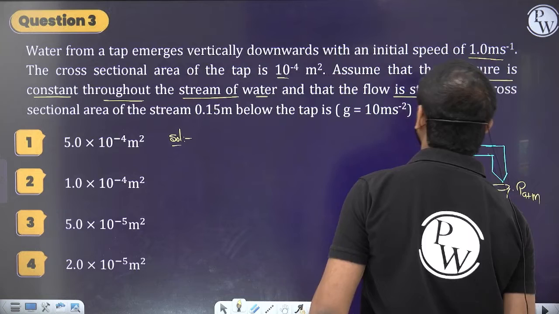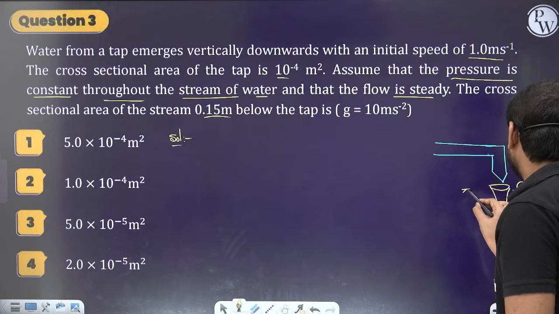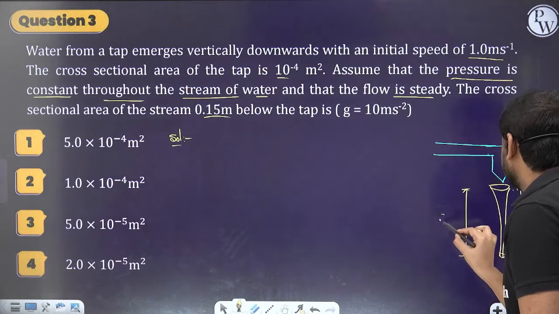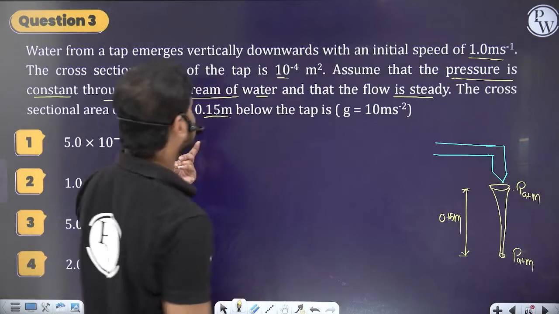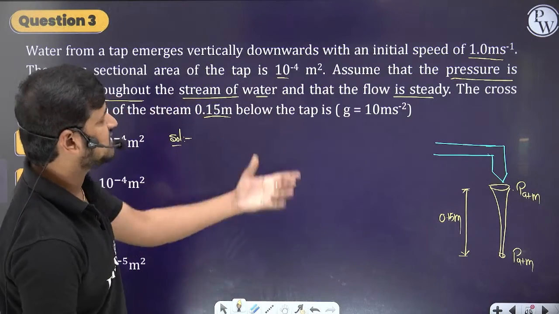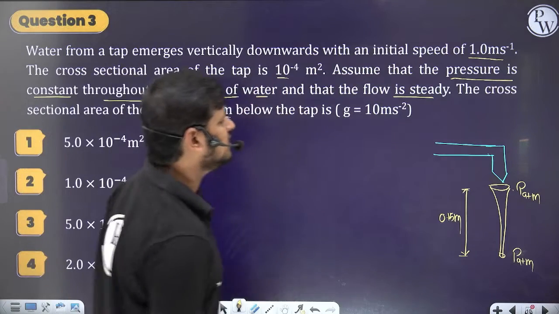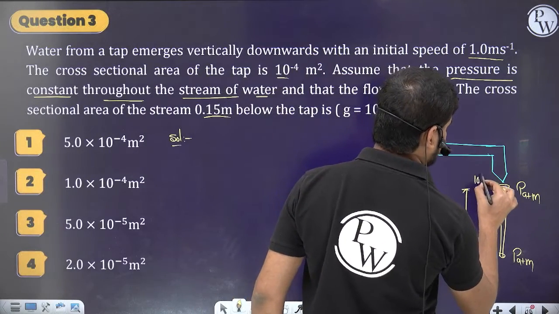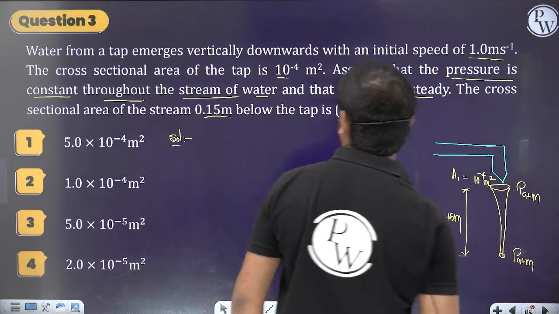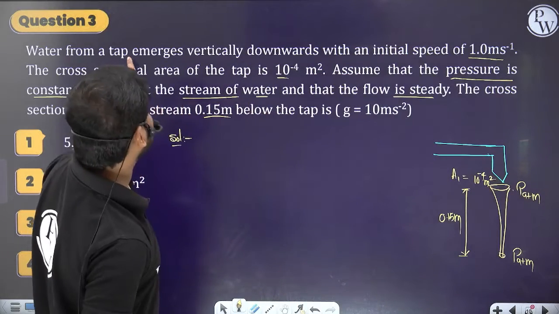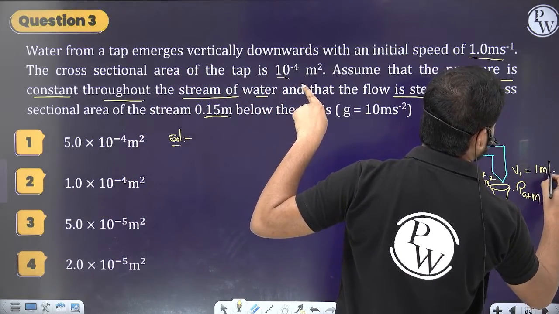And what else did they give? So at a height 0.15 meters below. So let's consider this height is 0.15 meters. And then what else is there: G is 10 meter per second square. The cross-sectional area of the tap is 10 to the power minus 4. That means at the top, the area A1 is given, which is 10 to the power minus 4 meter square. Fine. So with the initial speed, V1 is also given, which is 1 meter per second. Done.